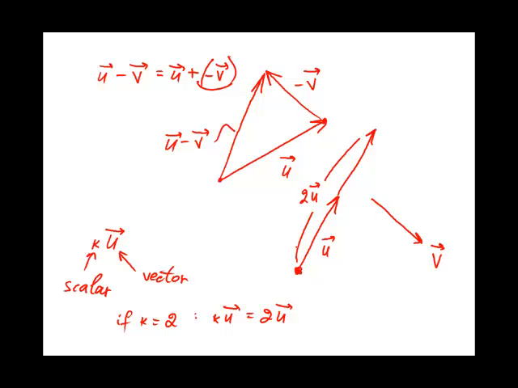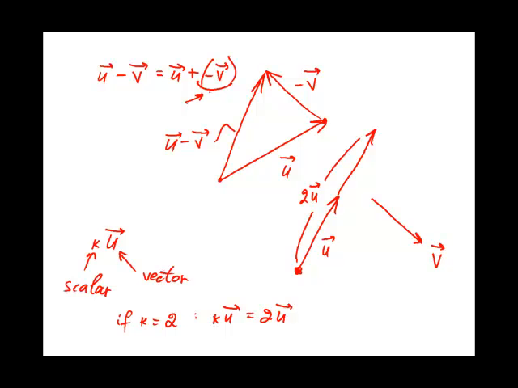Now, what if k is negative? Can k be negative? Yes, it can. For example, it can be -1, like here. If k is -1, then ku is minus u. It's the vector which is opposite in direction to vector u. It goes in opposite direction. It has the same length.